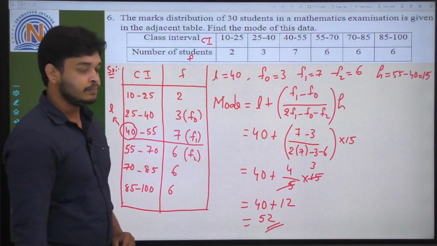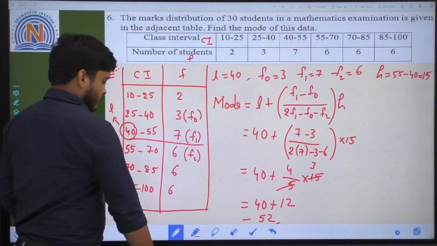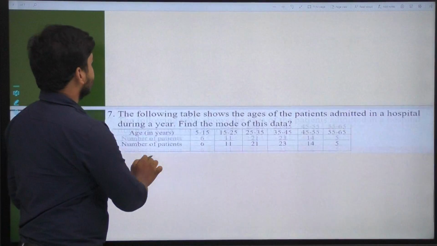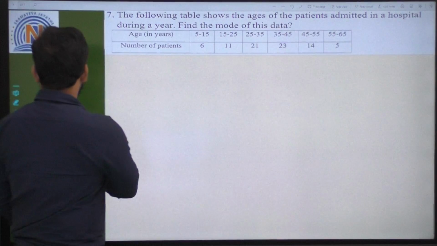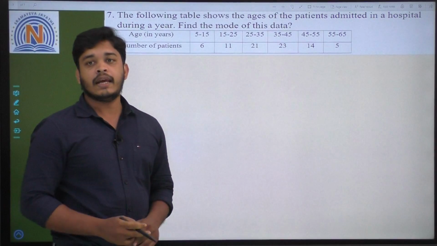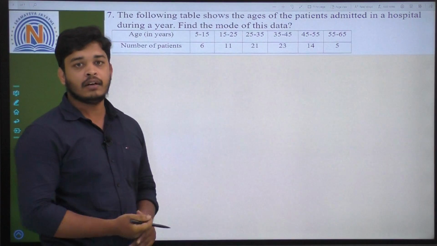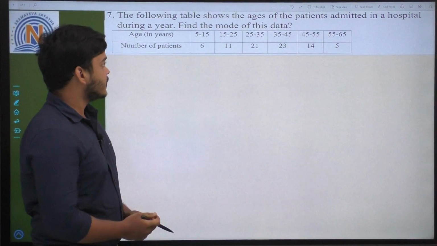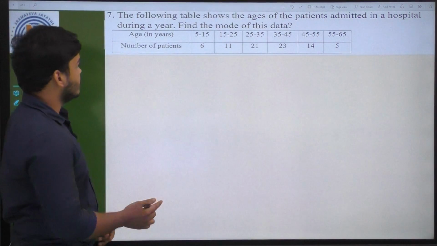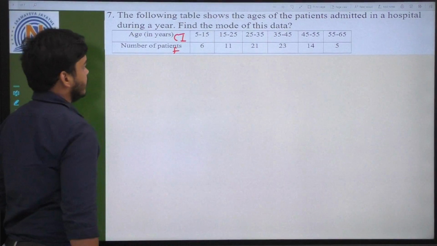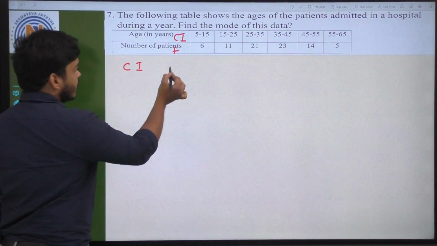Now coming to the next problem. The following data shows the ages of patients admitted in a hospital in a year. Find the mode value of the given data. From these ages I need to take class intervals and the number of patients as the frequency F.